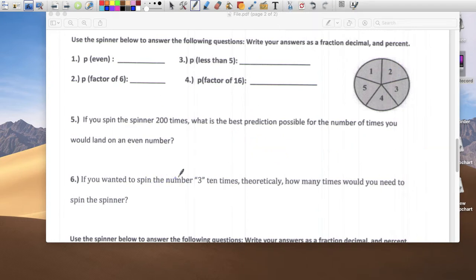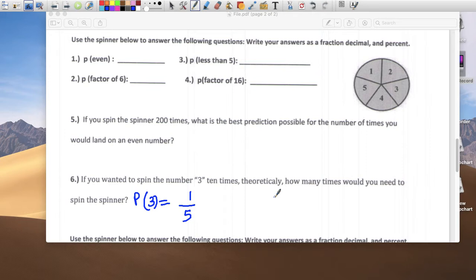If you want to spin the number 3 10 times, I think that means if you want to land on the number 3 10 times, theoretically, how many times would you need to spin the spinner? Well, to land on 3, you have a 1 out of 5 chance. So every 5 spins, one of them will land on 3. So you want to land on 3 10 times.